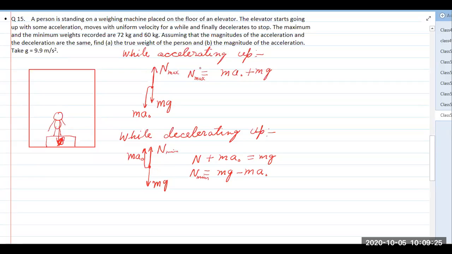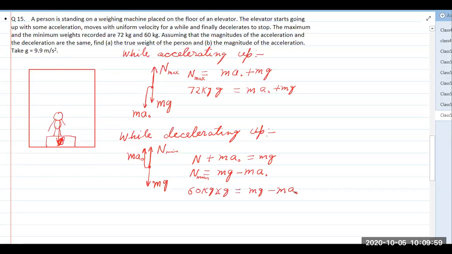So this is N max and this is N minimum. What is the value of N max? That is given as 72 kg. 72 kg is a mass, not weight, so you have to convert it into Newton. So 72 kg into g equals ma0 plus mg. This is one equation, and here we can write 60 kg into g equal to mg minus ma0. So these are the two equations.